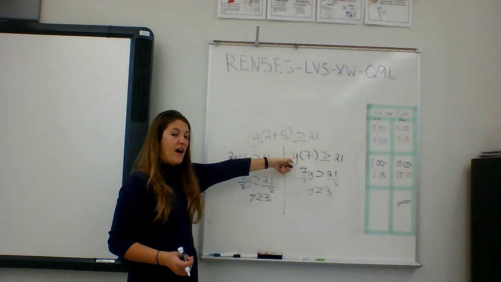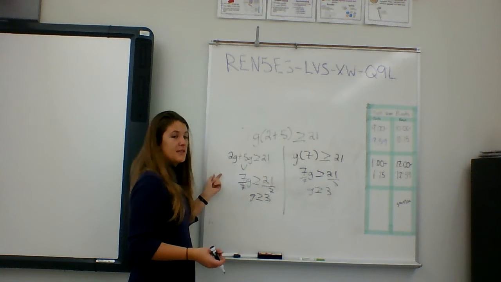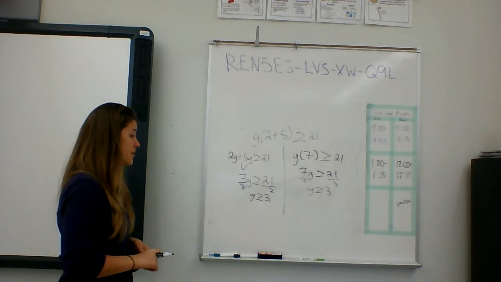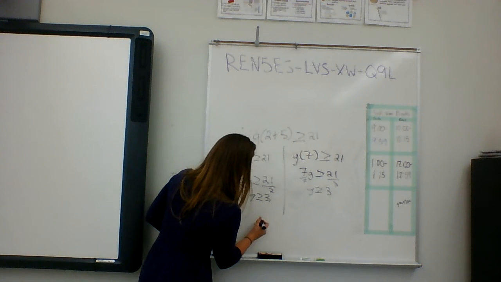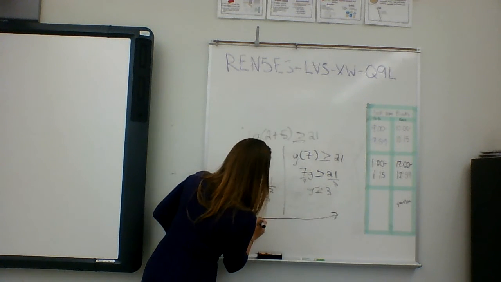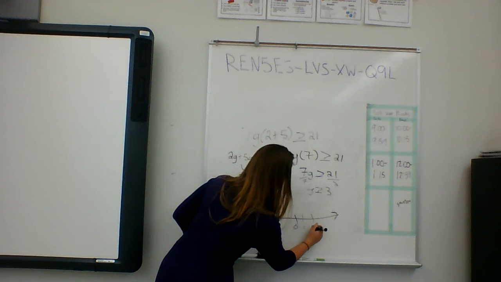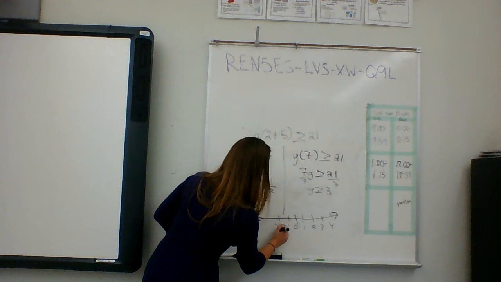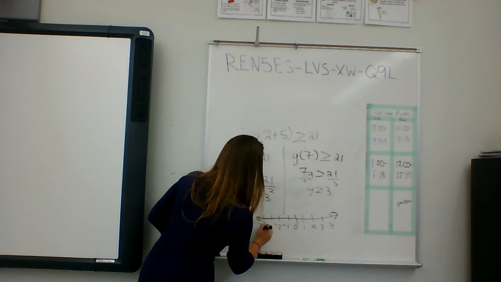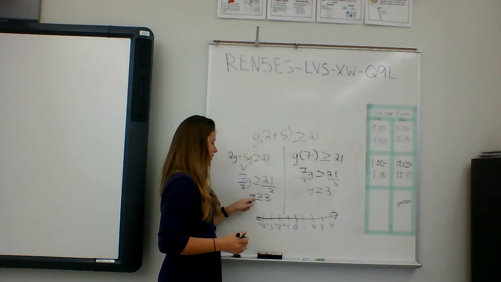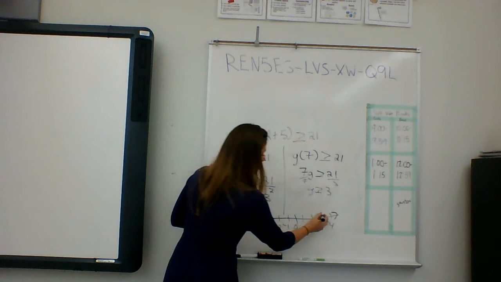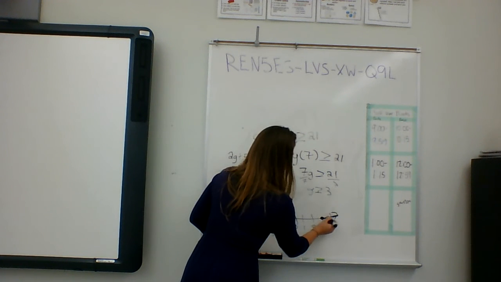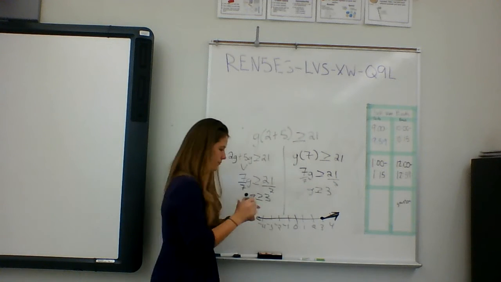This way is a little bit faster, but if it doesn't make as much sense to you, do it the other way. Both ways get you to the same answer. We have g is greater than or equal to 3, so the last thing we need to do is graph it. I'm just going to draw my own points. 1, 2, 3, 4. Negative 1, negative 2, negative 3, negative 4. I know that it's at 3 and it's a greater than or equal to, so it's a closed dot. And because it's greater than, it's everything to the right.